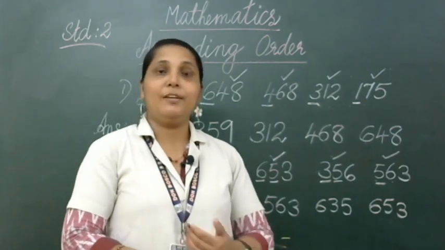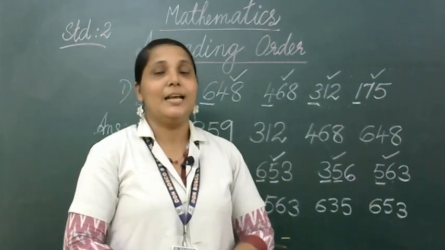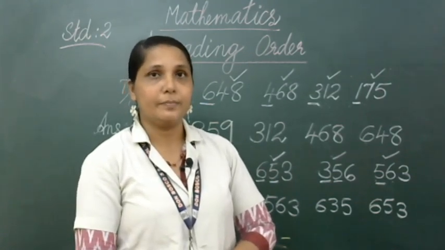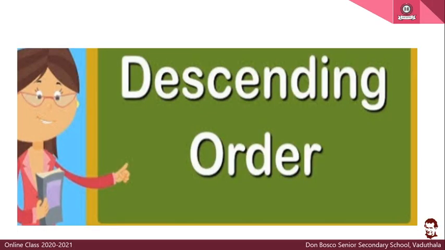Now we will move on to the second one. That is, second one is descending order. From the video you heard the word descending order. What is meant by descending order? Can you tell? Descending order is just opposite of ascending order.